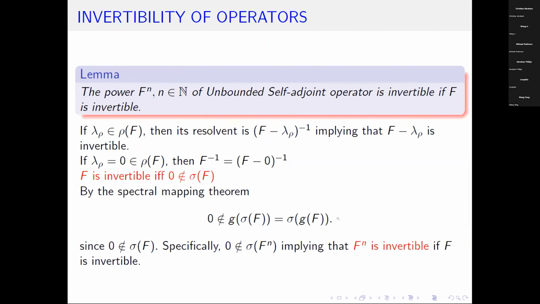Now, next thing about invertibility: we want to set a condition on when the function is invertible. This is just in the public domain: when 0 is not an element in the spectrum of an operator, then that function is invertible. Therefore, we want to set a condition. If that is true, then can we set a condition for a power of F? Yes.